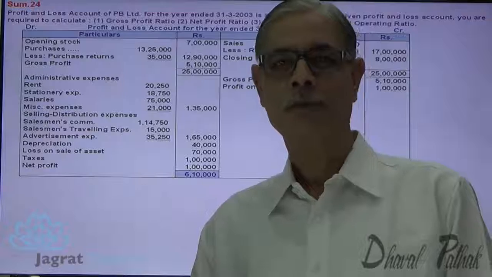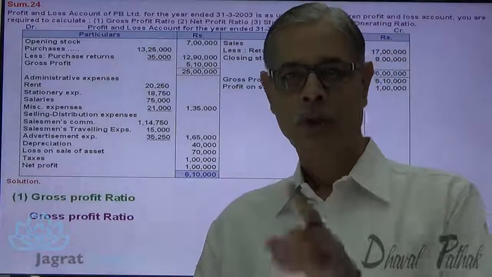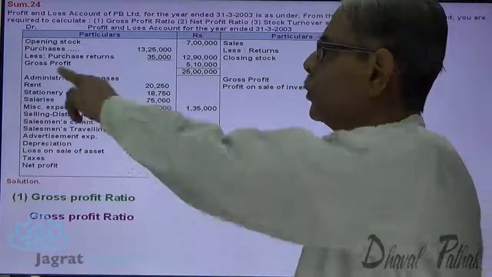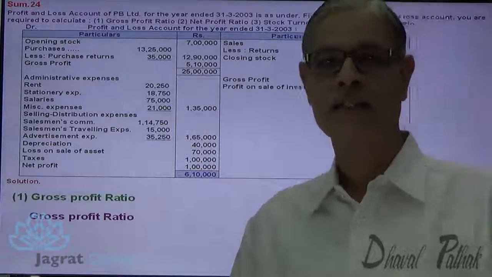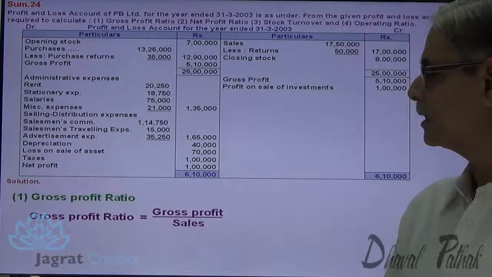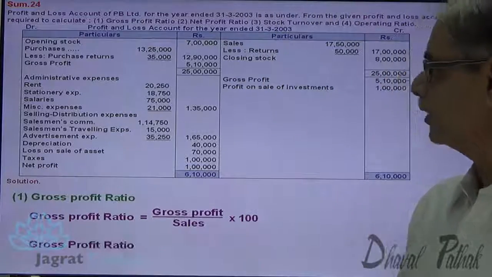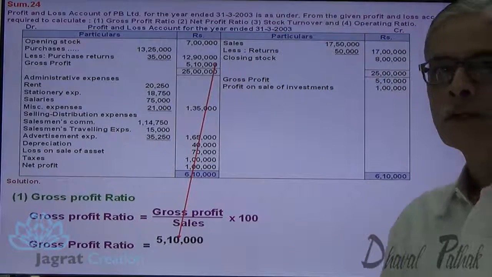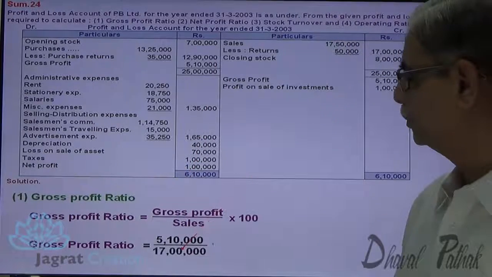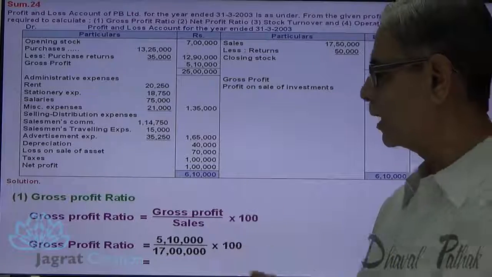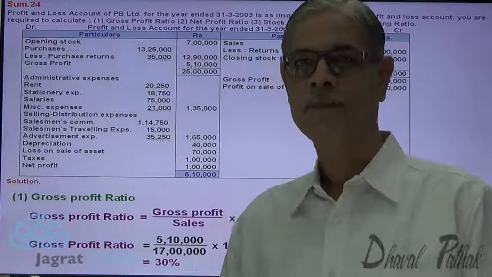First, I want to work out gross profit ratio. You know the formula for gross profit ratio. Gross profit divided by sales into 100. Gross profit 5,10,000. Net sales is to be taken, 17 lakhs. So gross profit 5,10,000 divided by sales 17 lakhs into 100. If you work out, it is 30%, the rate of gross profit.